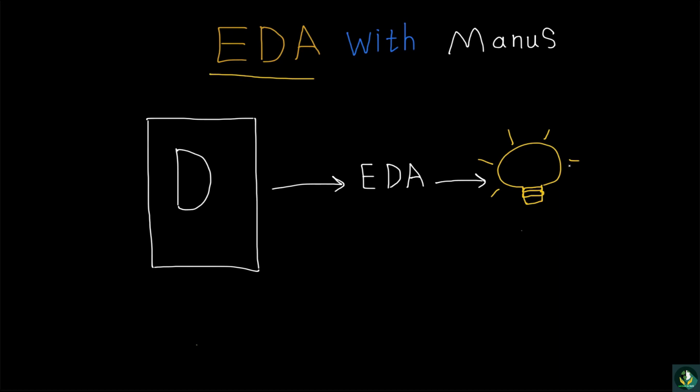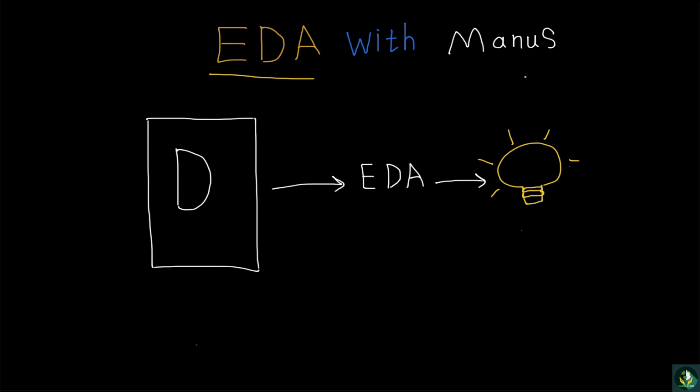EDA is simply looking at your data to understand it before doing anything. Imagine you are a chef who just got a basket of ingredients. Before you start cooking, you check what ingredients you have, see if anything is rotten or missing, smell and taste a few things, think about what flavors go together. We call all these steps EDA, Exploratory Data Analysis.